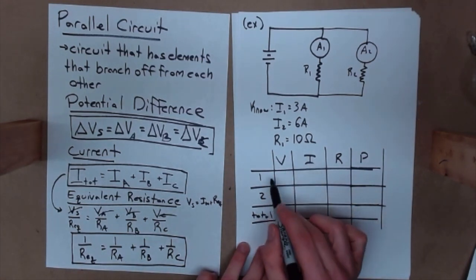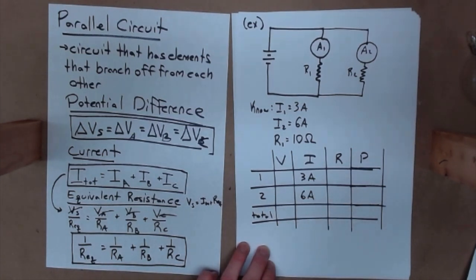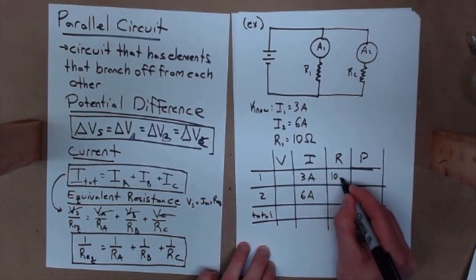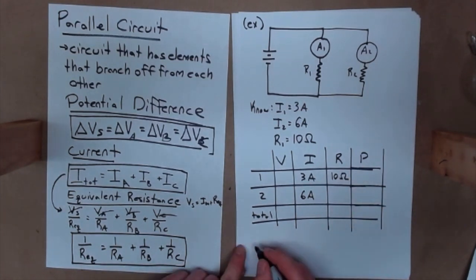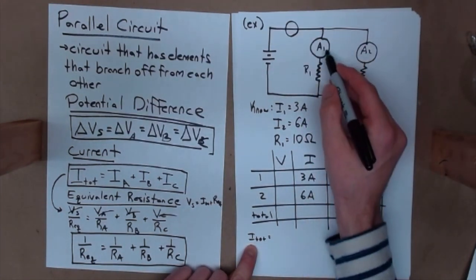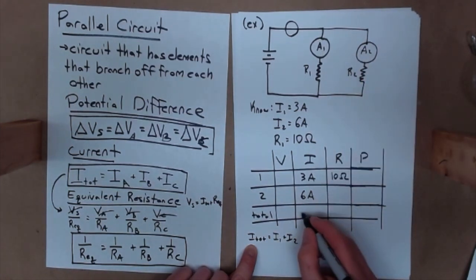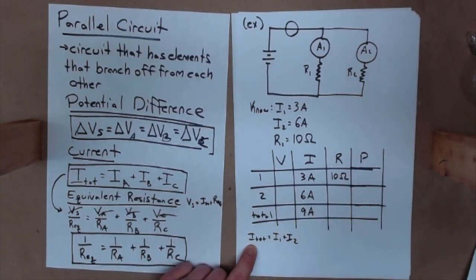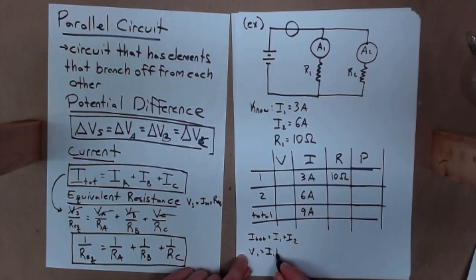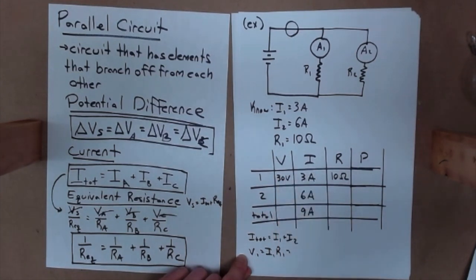So what do we know? We know current 1 is 3 amps. I know current 2 is 6 amps, right? And I know that R1 is 10 ohms. So first off, we know that the I total of a parallel circuit, if we put an ammeter here, will be I1 plus I2. I1 plus I2, well, that's going to give us 9 amps, isn't it? Then I know I and R here, Ohm's law, V1 is equal to I1 R1, 3 times 10, 30 volts.